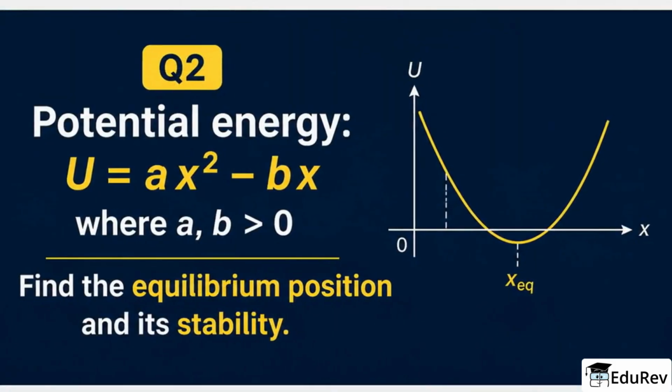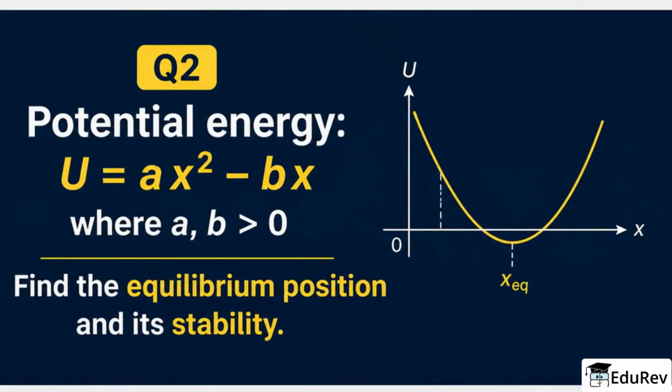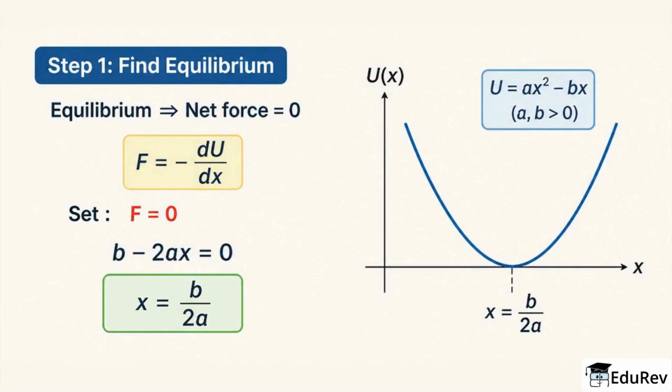Next solved example. Question number 2 asks, the potential energy U equals ax squared minus bx, where a and b are positive constants. Find the equilibrium position and its stability. Step 1. Find equilibrium by setting the force to 0. Force equals negative dU by dx. So set b minus 2ax equals 0, which gives x equals b divided by 2a.